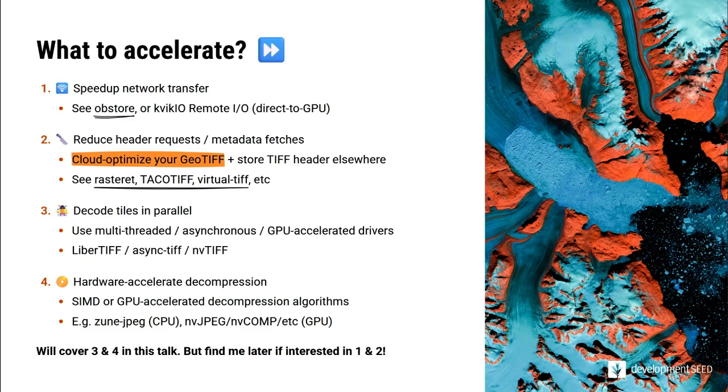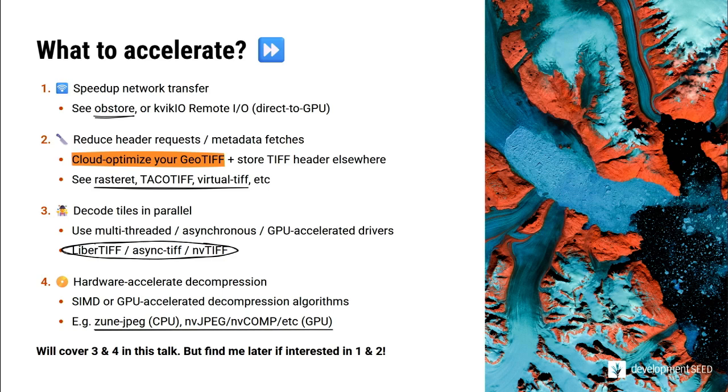I'm actually not going to cover the first 2 today. I'm going to talk about number 3 and 4, which is how we could decode. Once we've dealt with the metadata, you've parsed the metadata, and you know where the tiles are within the GeoTIFF file, we want to find how you can decode these tiles in parallel, or do the decompression in a fast way. So it could be multi-threading, async, GPU accelerator, whatever you want to call it. I'll cover these 3 libraries, but that's the general idea: decode things in parallel.